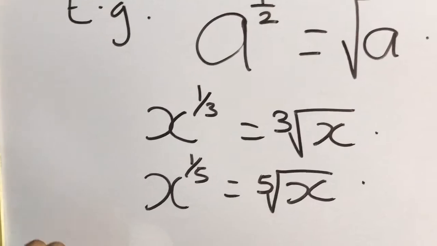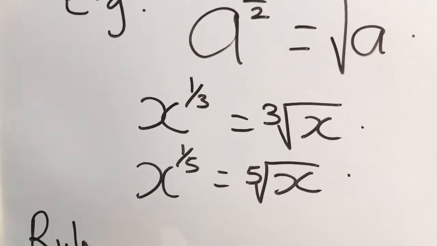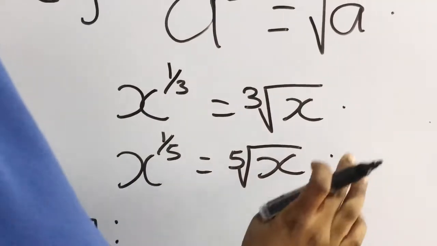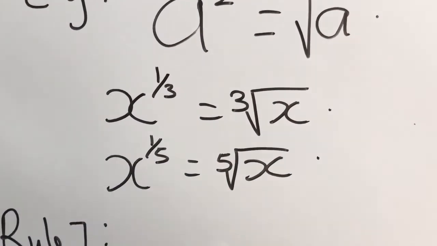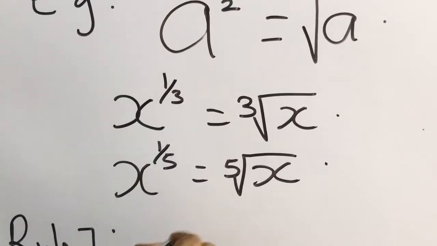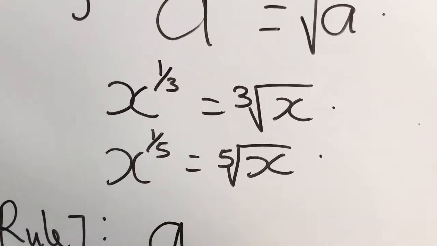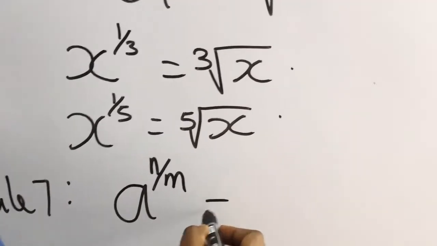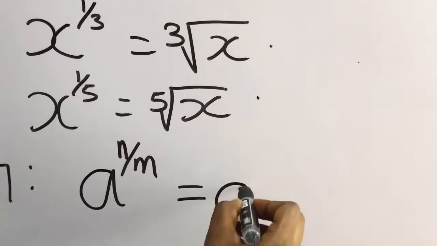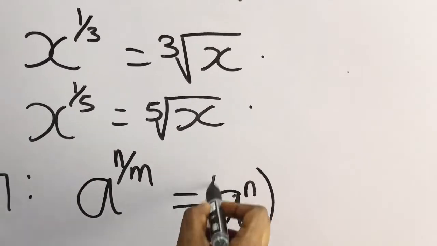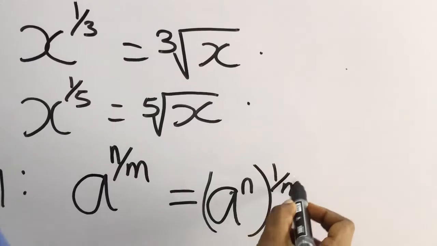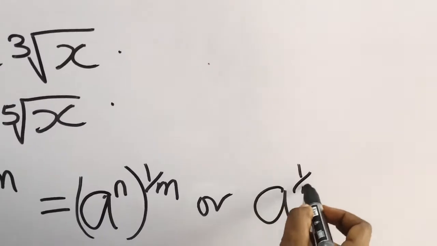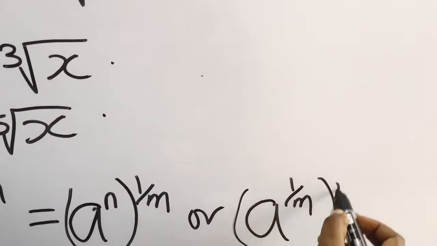So rule 7. You have to take note of all these rules because you are going to be finding them in the previous lessons. So if we have a raised to the power of n over m, it's the same thing as a raised to the power of n multiplied by 1 over m. Or you can say that a raised to the power of 1 over m multiplied by n.